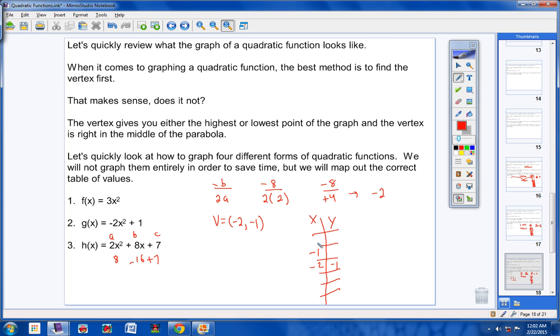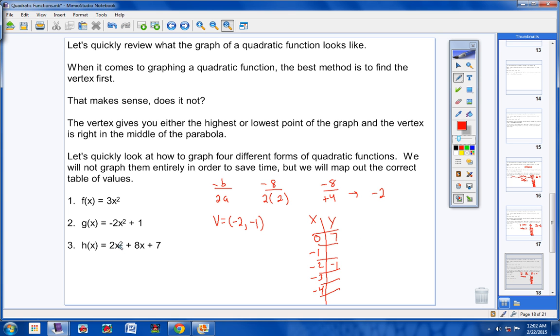Alright, let's go up, and let's go down. Okay, put a 0 in for x. That should be pretty easy to do, guys. 0 squared is 0, times 2 is 0. 8 times 0 is 0, plus 7. So we get 7 over here.